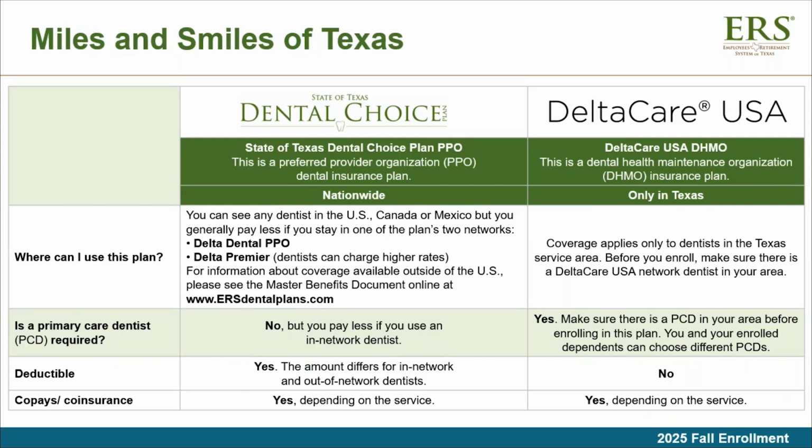And then with the Delta Care USA DHMO plan, that one is only good within the state of Texas. So if you do have someone covered under your benefits and they do travel outside of Texas, they would only be able to use that service by coming into Texas. And then very important, because with this plan, you do have to designate a primary care dentist. You want to make sure that that dentist is in the Delta Dental network before you set up an appointment with them.